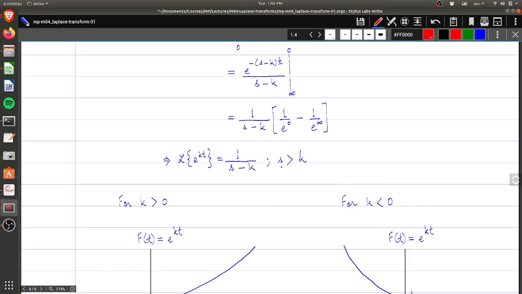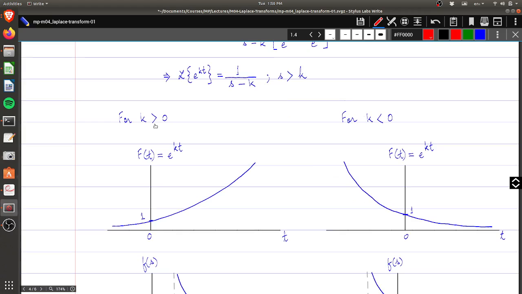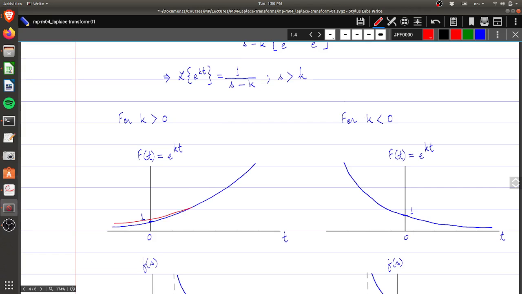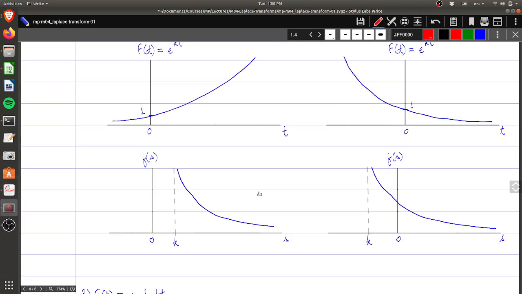Now there are two cases: k greater than 0 and k less than 0. If k is greater than 0, this is what the exponential function e to the power kt looks like, and if k is less than 0, then this is how the exponential function looks. In the original space, both of these functions are totally different. But in the Laplace transform space, the only difference between them is that k is positive here and k is negative here. Otherwise, the functions look exactly the same. Is this clear, everyone?